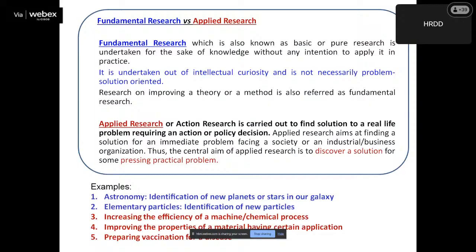This has changed the whole thing, because right now everything is LED. Heat, light, and so on, things that solve a problem of the society. So this is the difference between fundamental and applied research. We understood the Pasteur's quadrant, and this is the same, just listed as such.